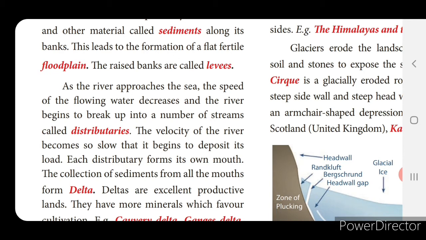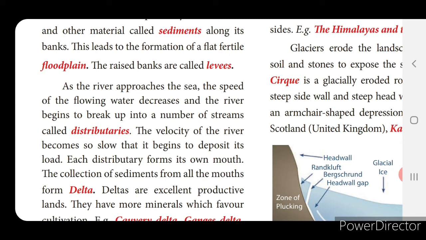Then after that it has to reach the sea or ocean, isn't it? That place we call the river mouth. At this place the speed of the water will be decreasing, and it will be separated into three or four river branches, which we call the distributaries. The velocity of the river becomes so slow and it begins to deposit its load. Each distributary forms its own mouth.